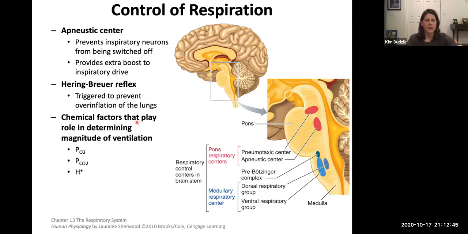And then the chemical factors that play a role in determining the magnitude of ventilation are what we talked about before. The partial pressure of oxygen, the partial pressure of CO2. Remember that when there's too much CO2 in the blood, that can release more hydrogen ions. So that can change the acidity of the blood. So that's also being detected.